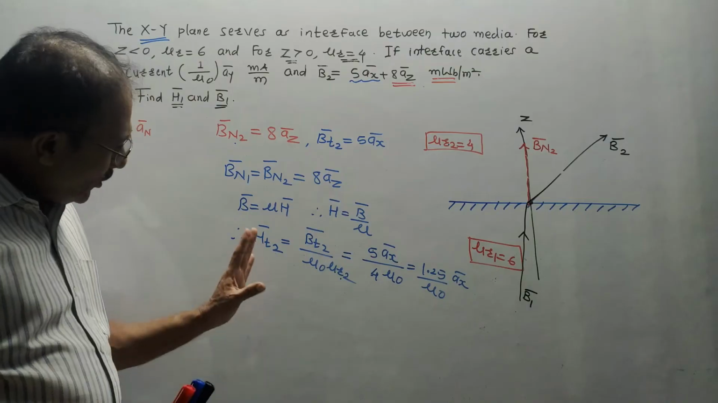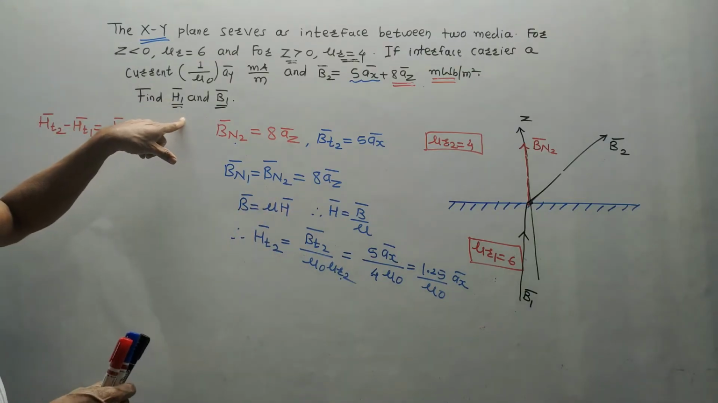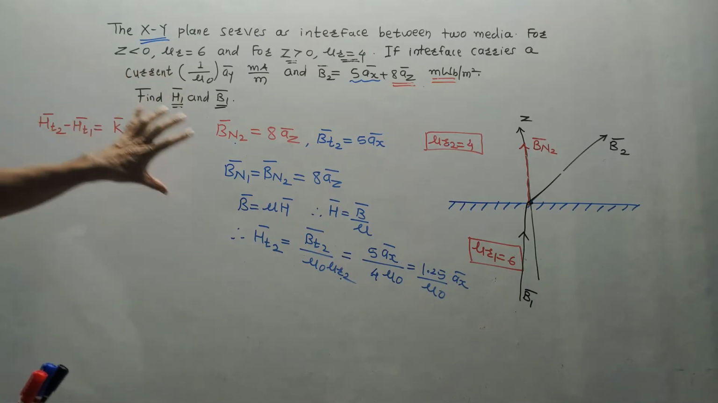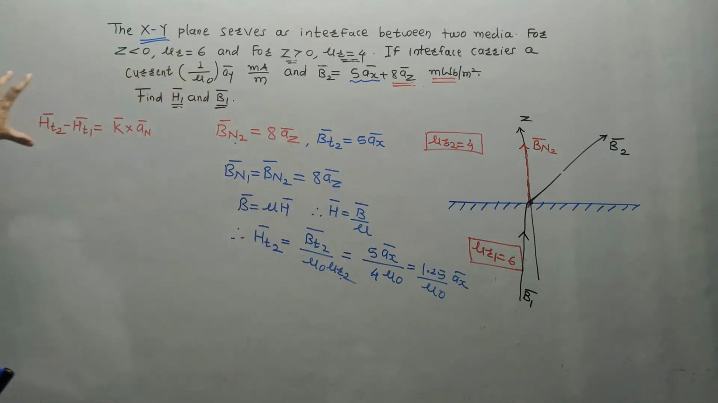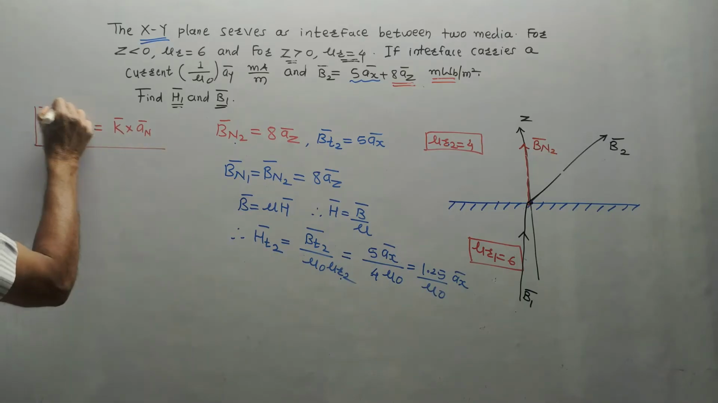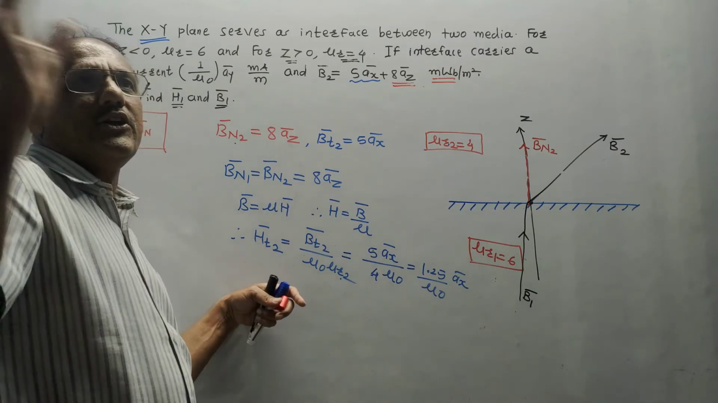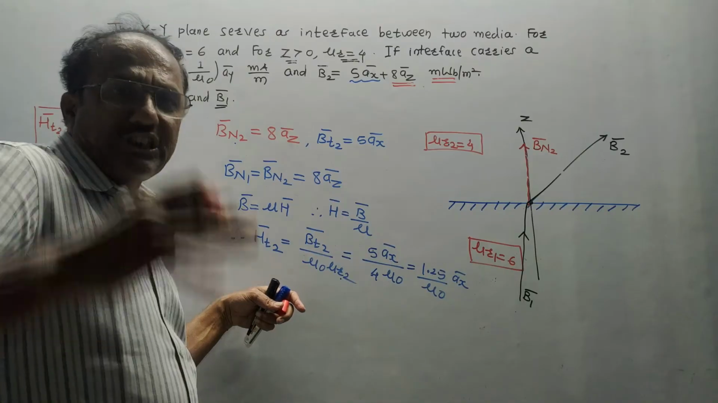To calculate the value of HT1 bar, because I finally need to calculate the value of H1 bar, we need to make use of the boundary condition. So you need to remember this magnetic boundary condition: HT2 bar minus HT1 bar is equal to K bar. What is K bar? K bar is called the sheet current density.